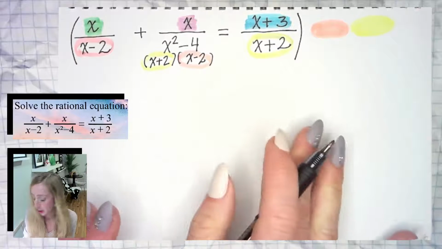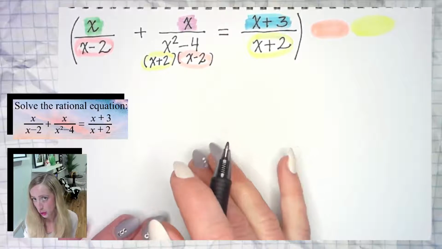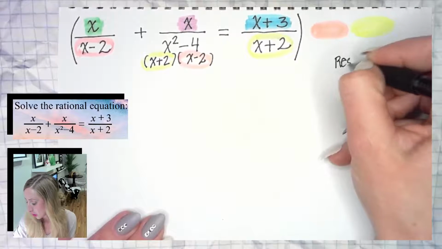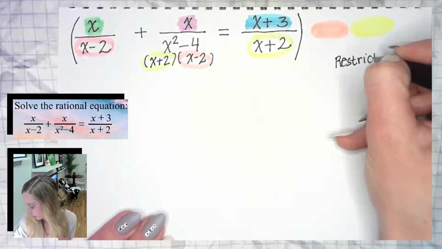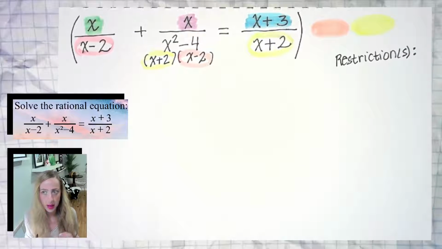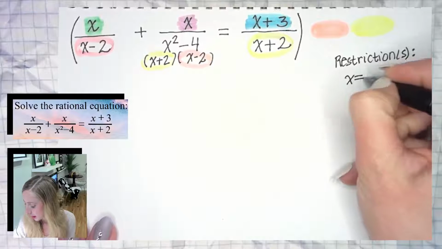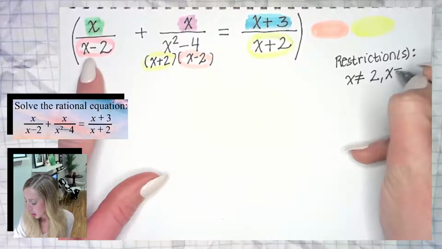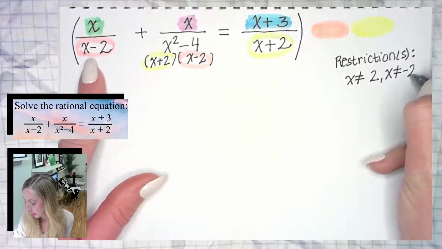Once you have all your denominators factored, step 2, you could also write down any of your restrictions. So I'm going to take a moment to do just that. Restrictions are values of x that will make your denominator or denominators undefined in your original equation. So looking at my original equation over here, I see that x is not going to be allowed to equal 2, and x is also not allowed to equal negative 2.